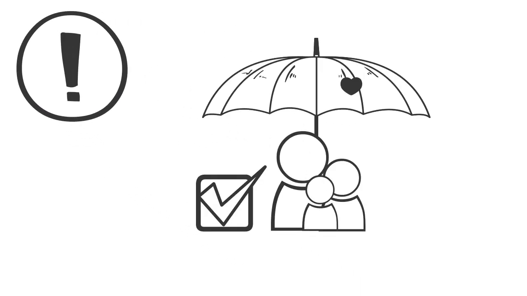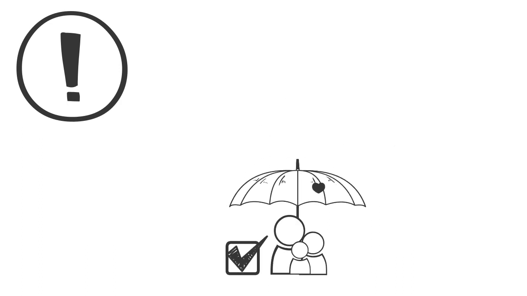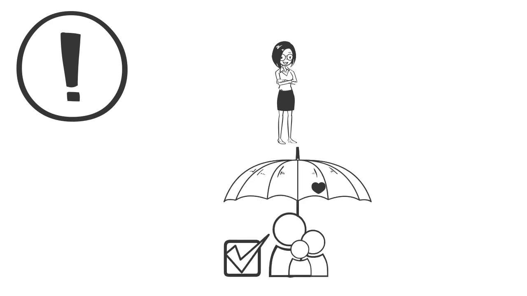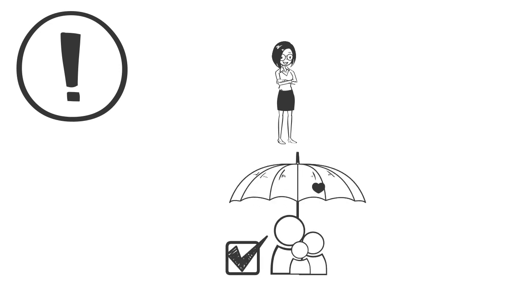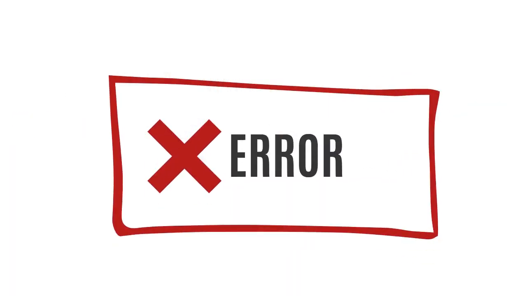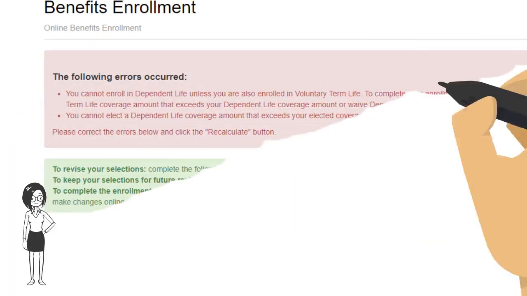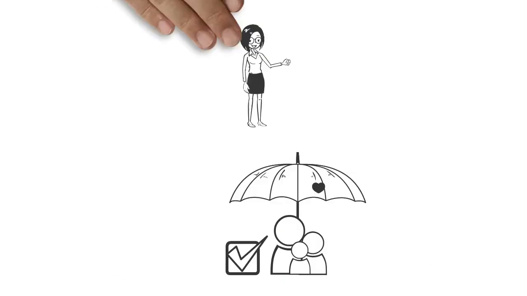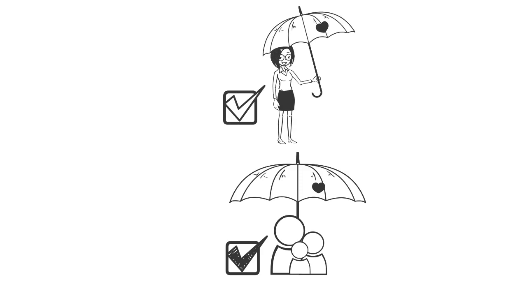As I mentioned before, under the Voluntary Term Life Plan, if you want to enroll your dependent or spouse or both, you must also be enrolled in the Voluntary Term Life Plan for employees. If you did not enroll in the Voluntary Term Life Plan and try to enroll in a Dependent Life option, you will receive a red error box above your account overview once you select Recalculate. This error will not go away until you enroll in the Employee Voluntary Life Plan or remove the dependent spouse option.